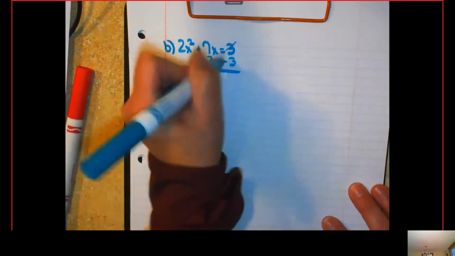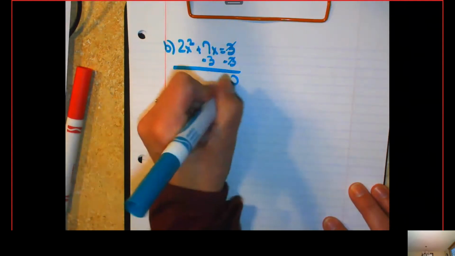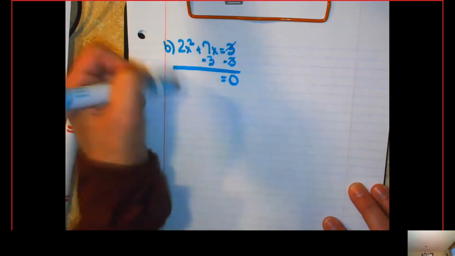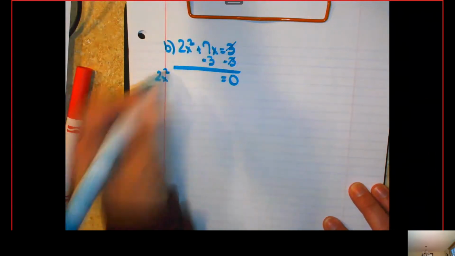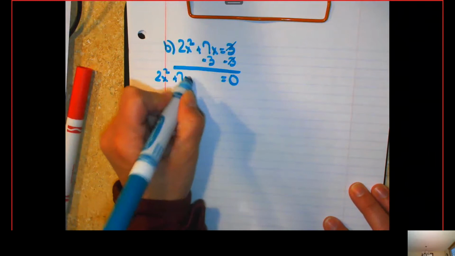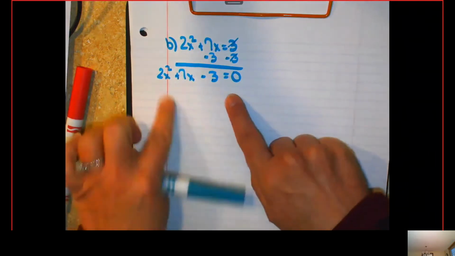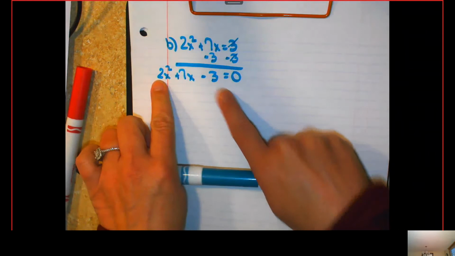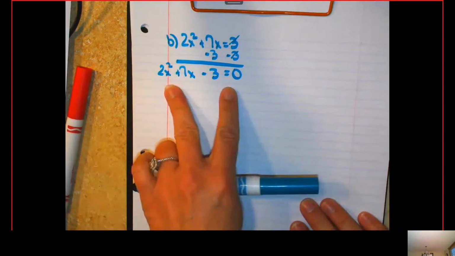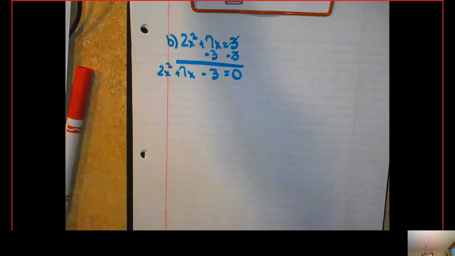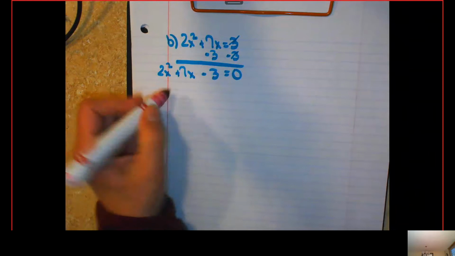The 3's cancel out. I now have a 0 at the end. So I'm going to bring this down, 2x squared plus 7x minus 3. Notice I can't factor this because there's a 2 in the front, and I can't do grouping. That would give us the 7. So that's why the quadratic formula comes into play.